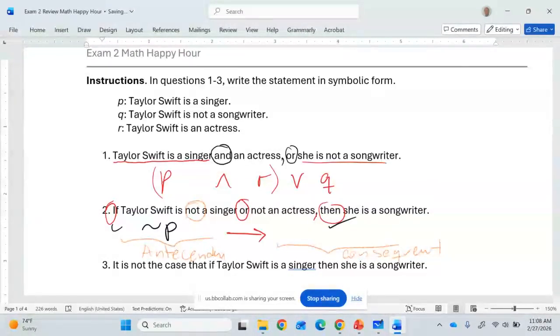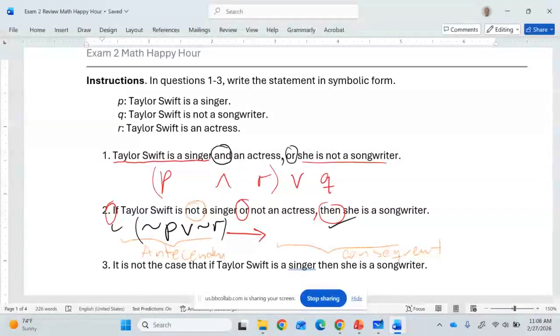Oh, well, actually I'm missing, before I move to the then, I need to put the or. So or, not an actress. Again, if I go to the variables, R means that she is an actress. So the opposite of this would be not R, close parentheses. And then on the right, it says then she is a songwriter.